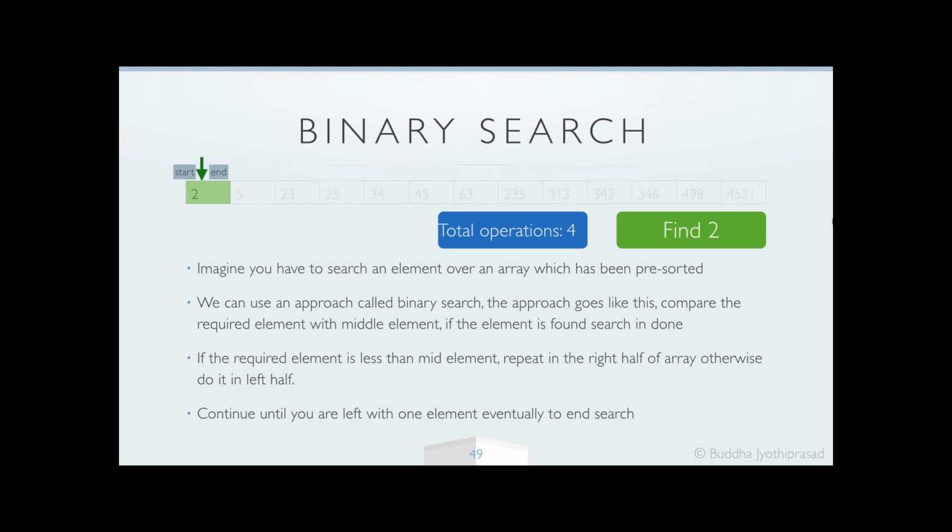Okay, so then we will be able to find the actual value that we want to find, and the total number of operations are 4 only. So this way we can simplify or write an optimized code to find elements in an array if the array we are searching in is already sorted. Okay, so this is called binary search.